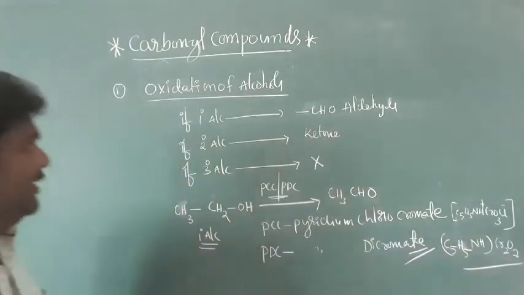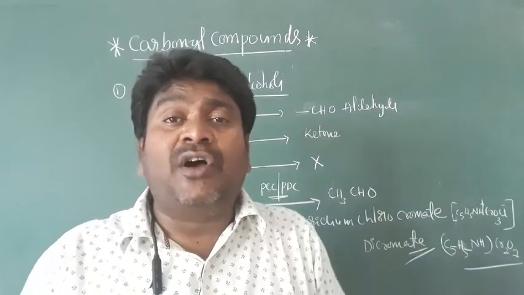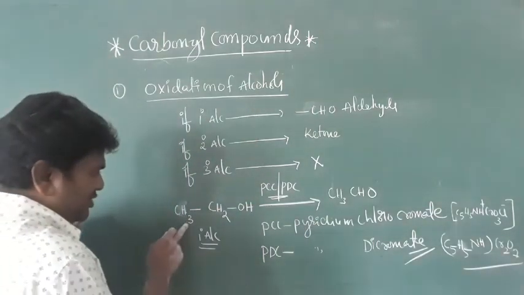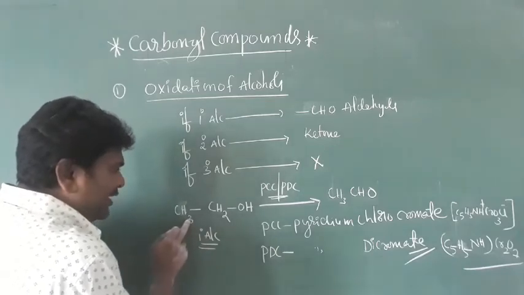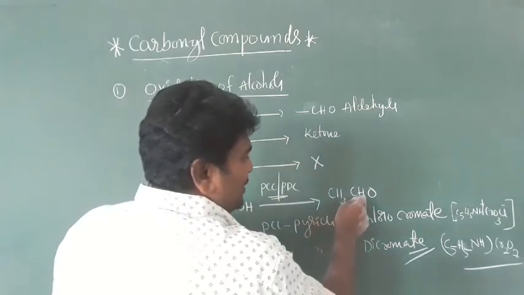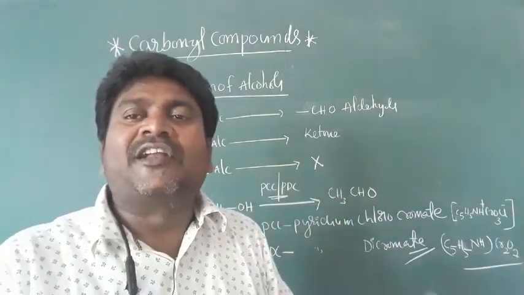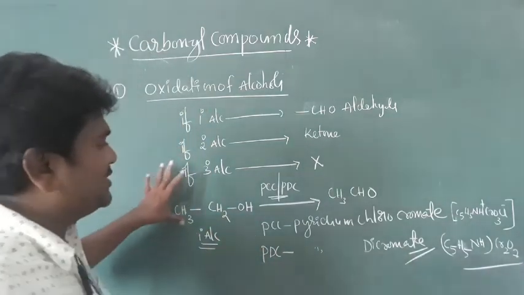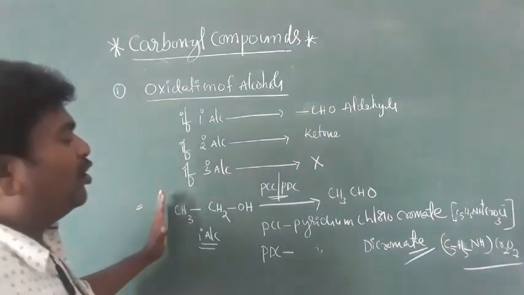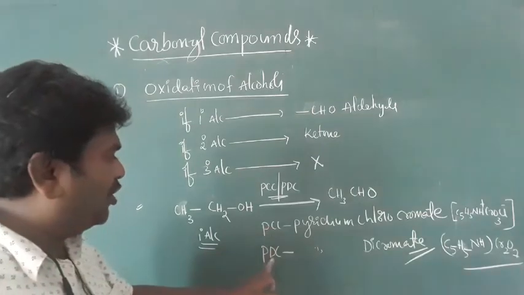You have to verify the oxidation here. What is the meaning of oxidation? Addition of oxygen or removal of hydrogen. See here, CH3CH2OH: 3 plus 2 is 5, plus 1 is 6 hydrogens, but in the product only 4. What you observed here is that hydrogens are removed. So primary alcohols are converted into aldehydes in the presence of PCC or PDC.